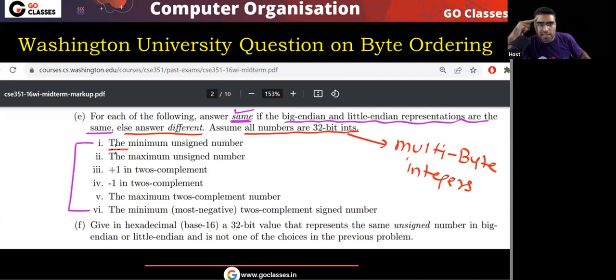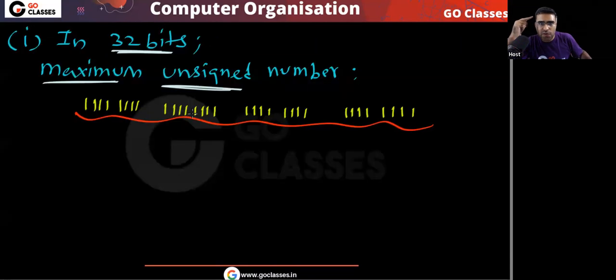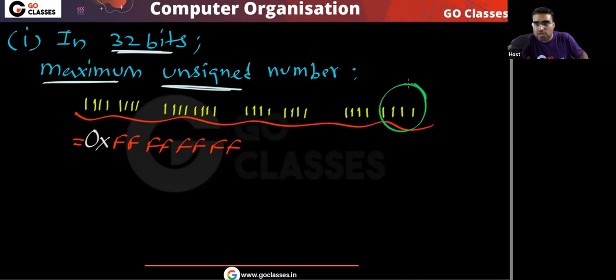See, the question is saying the maximum unsigned number in 32 bits. In 32 bits, if I want an unsigned number, there is no sign. So if I want the maximum unsigned number, then I will put all ones. That is the same as FF FF FF FF in hexadecimal, because this is nothing but F in hexadecimal. Correct? Is this clear? So this is your largest unsigned number.